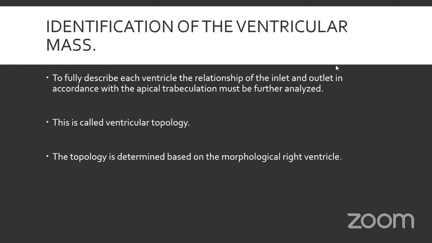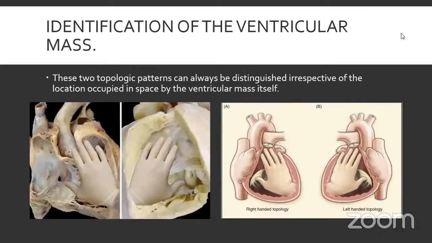Now, further classification of the ventricle. After we identified which one is the morphological RV and which one is the morphological LV, we need to talk about the topology or the looping of the ventricle, which is basically the relationship of the inlet and outlet in relation to the apical trabeculation. The topology is usually determined based on the morphological right ventricle. So we have two possible patterns.